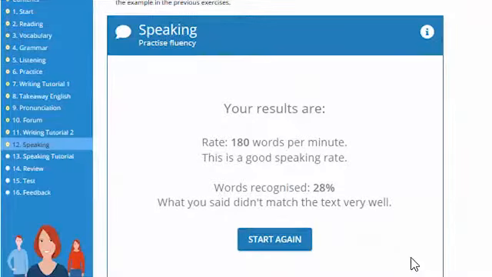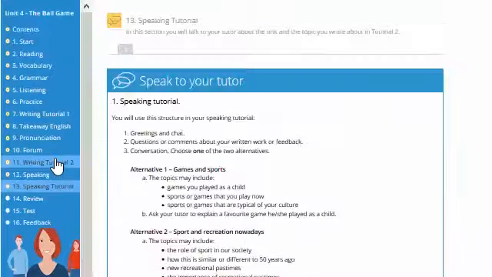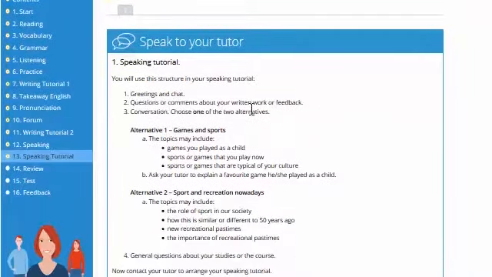Up to this point, the material that we have been looking at is the same in the Essential Plus and the Premium version of the course material. However, the next section, Speaking Tutorial, is only found in the Premium version of the course. In this section, the student sees an outline or script at lower levels to help them to prepare to have a conversation with their tutor in English.